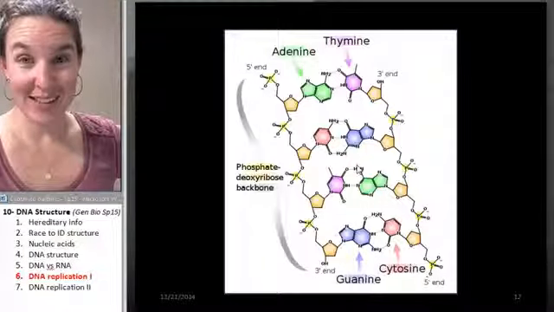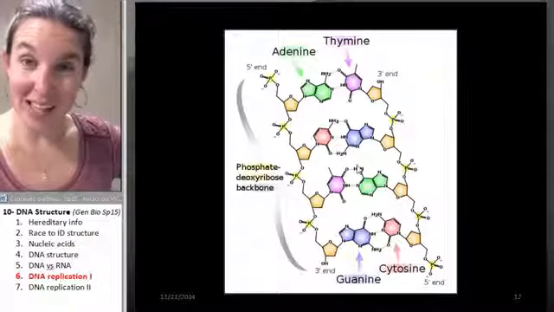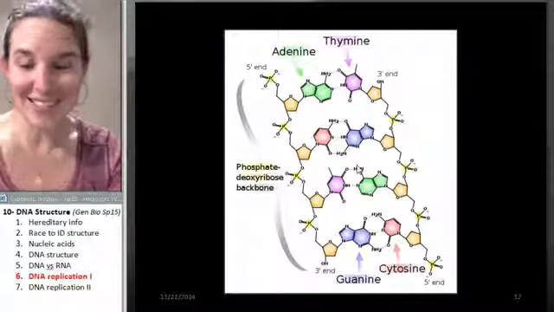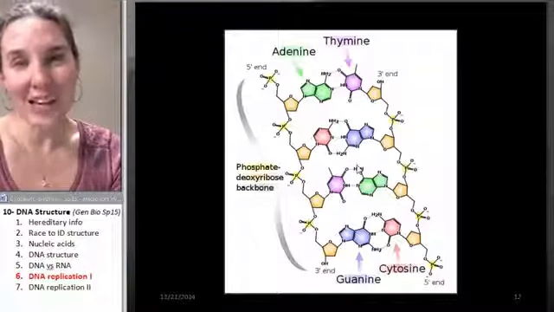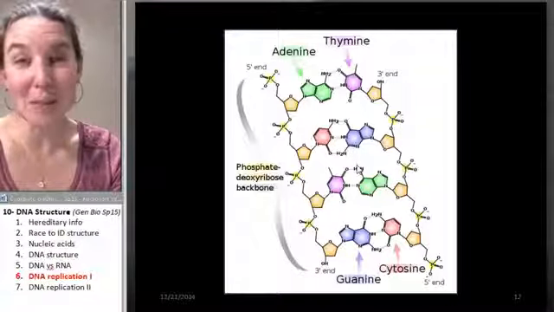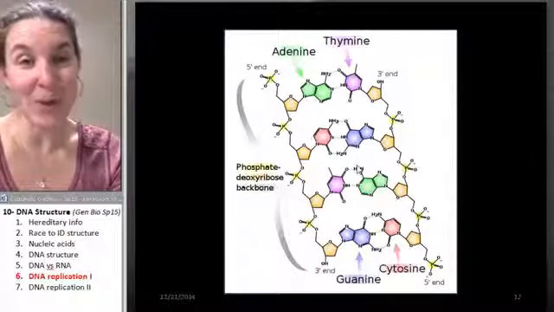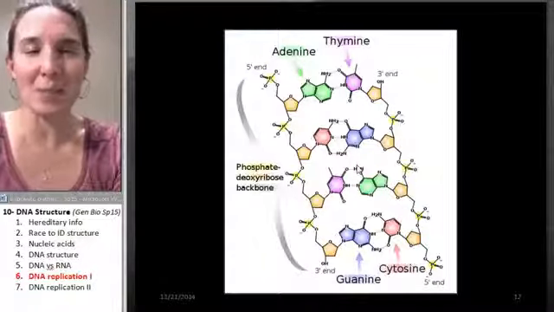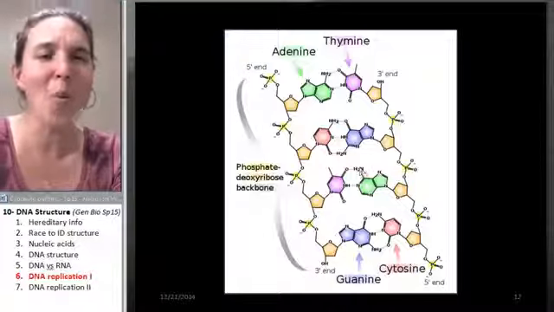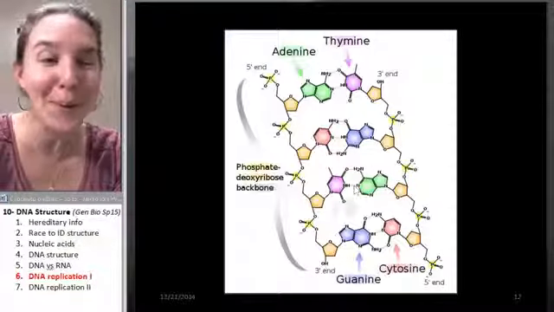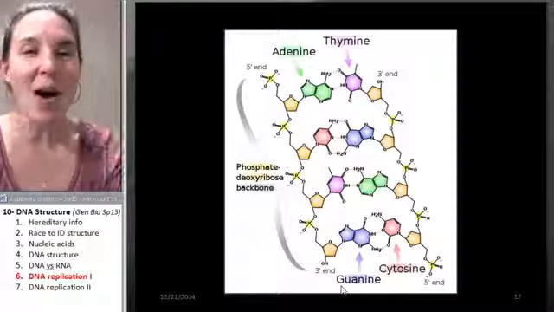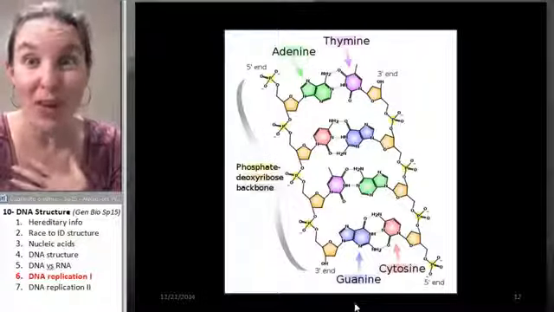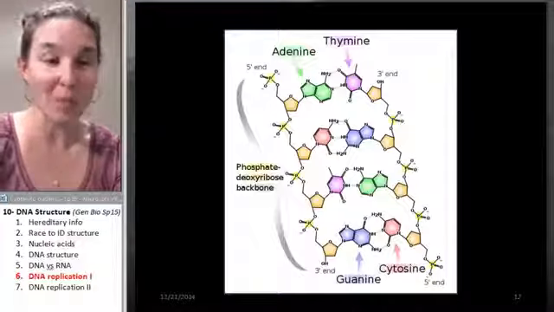And you try not to make any mistakes, because if you make some mistakes, that's a mutation right there. There's about one mistake in every billion base pairs that your body copies. Okay, hopefully that just blew your brain into a million pieces. And now I'm going to blow your brain even more by showing you how the DNA molecule replicates itself.